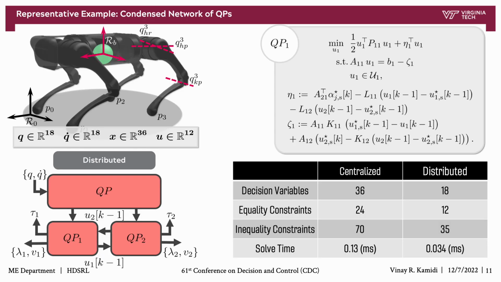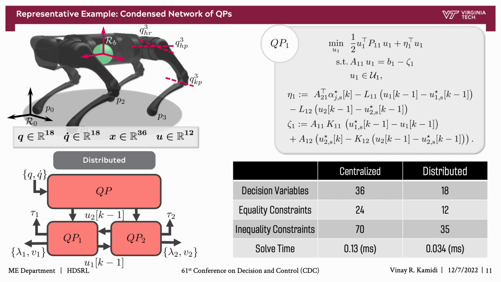As a representative example, we consider the problem of quadrupedal locomotion. More particularly, we consider that a quadruped is composed of two bipeds separated at the geometric center. Namely, we call them the front and the hind subsystem. The network of distributed QPs is then condensed into a two-distributed QP network. The condensed form of the general local QP for subsystem 1 is presented on the screen, wherein gains L11, L12, K11 and K12 are tunable parameters.